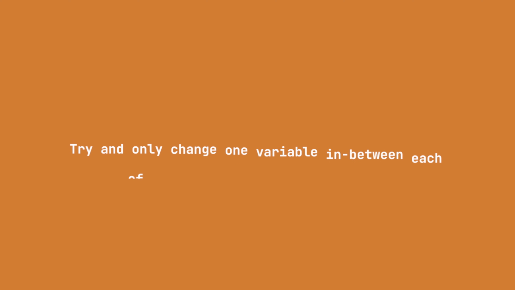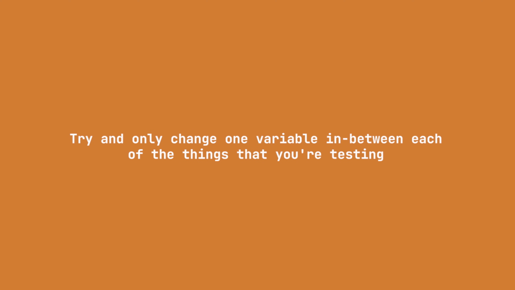My number one tip for anyone who's going to utilize these features, and I do recommend that you use these features, is to try and only change one variable in between each of the things that you're testing. That's actually the traditional way of running an A/B test, because by changing one variable, it allows you to get clear data on the impact of changing that one variable.